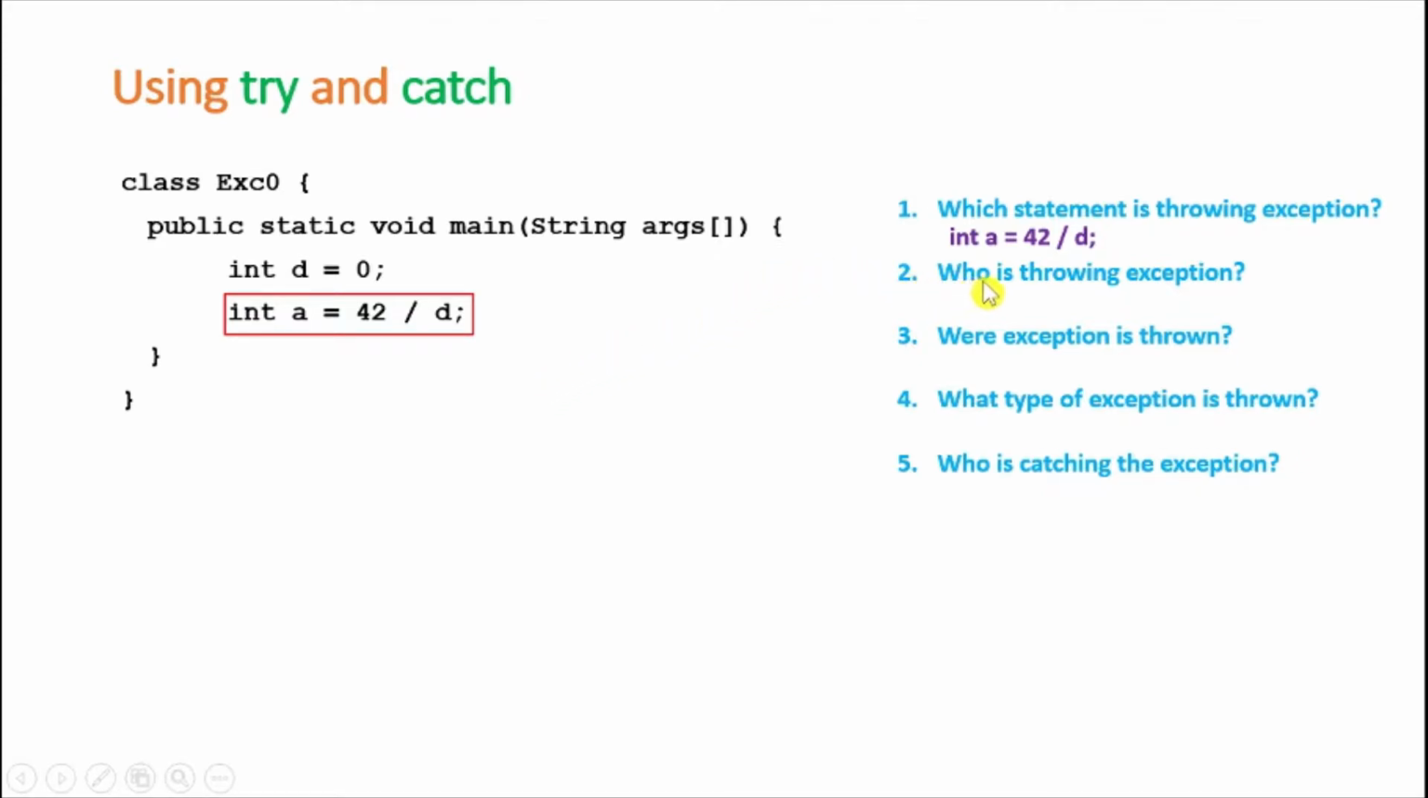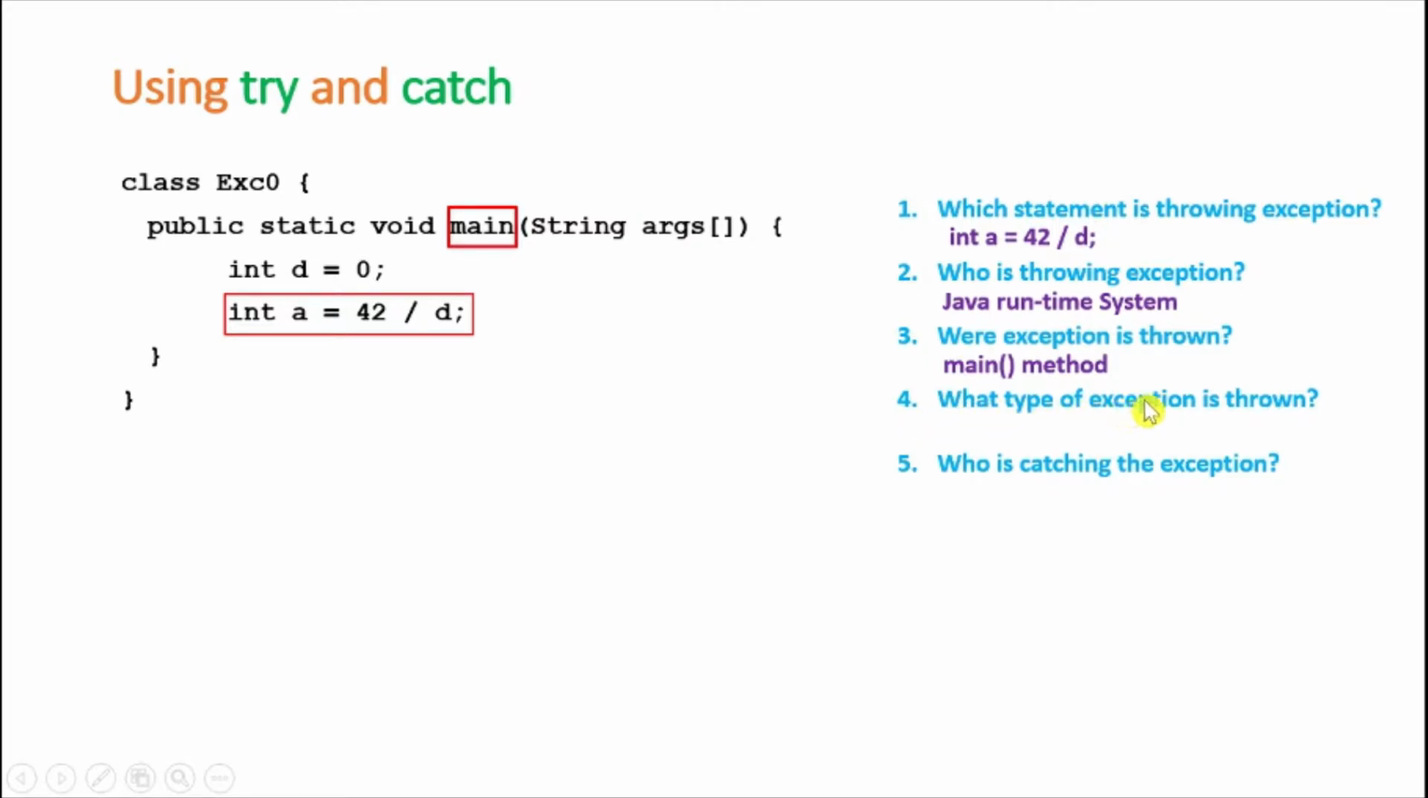Second question, who is throwing the exception? It is the Java runtime system that is throwing the exception. Question number 3, where is the exception thrown? It is thrown in the main method, since the statement int a = 42 / d, which is causing the exception, is present in the main method, right?